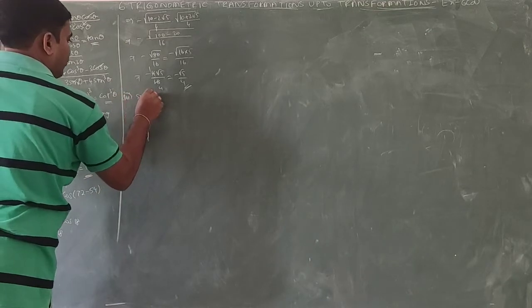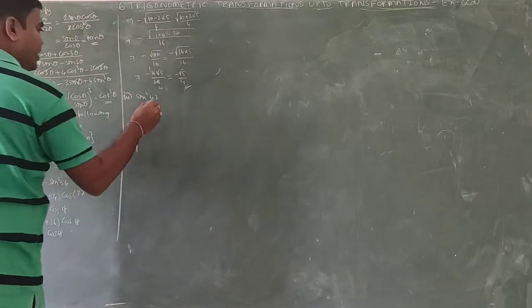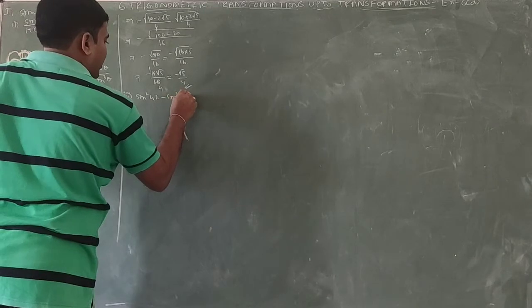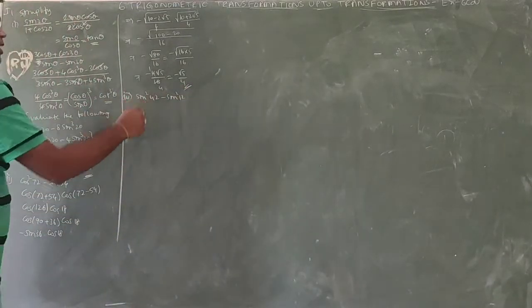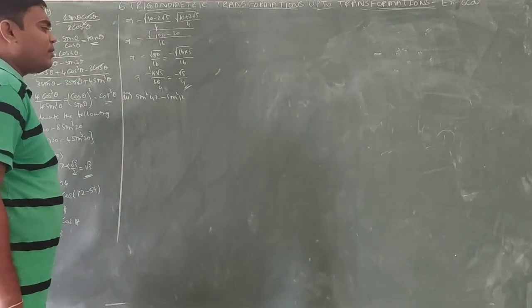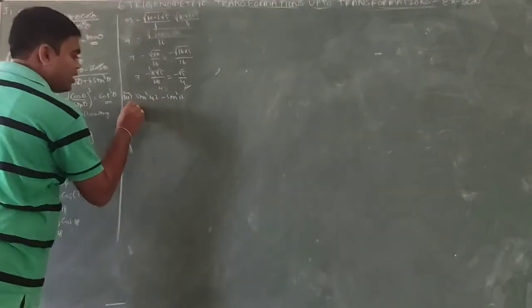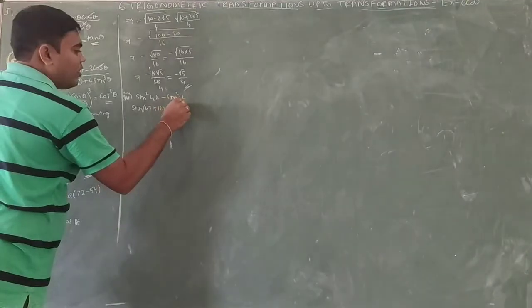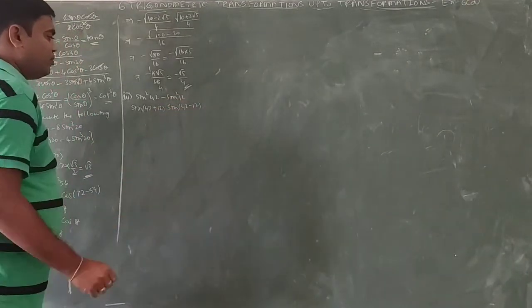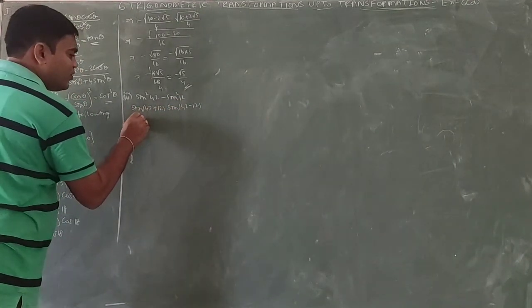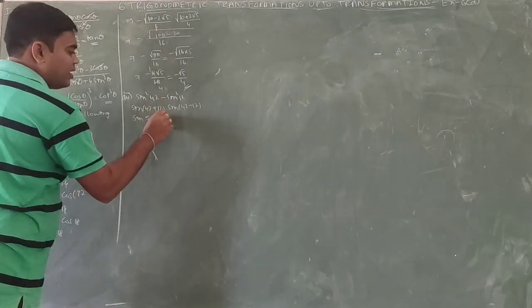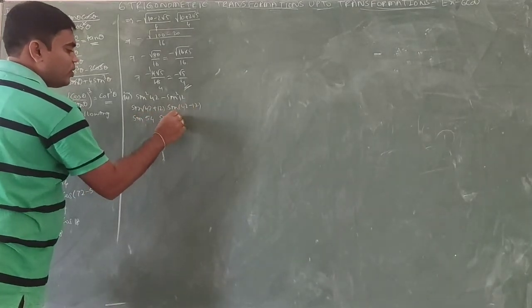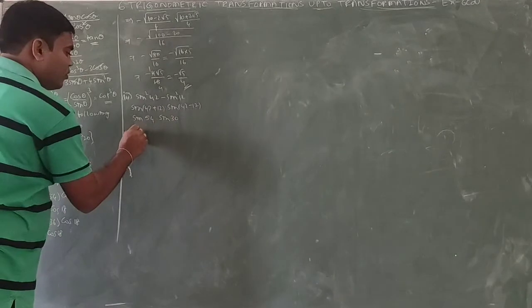Sin square 42 minus sin square 12. So this is sin square A minus sin square B. The formula is sin of (A plus B) into sin of (A minus B). Sin of (42 plus 12) into sin of (42 minus 12). So 42 plus 12 equals 54, and 42 minus 12 equals 30. Sin 30 equals 1 by 2.